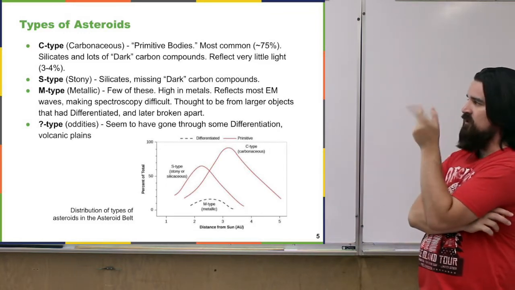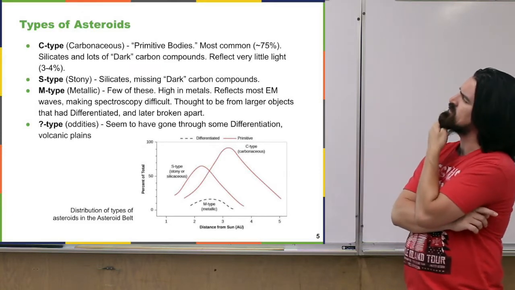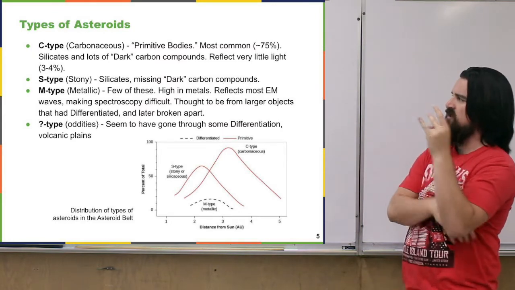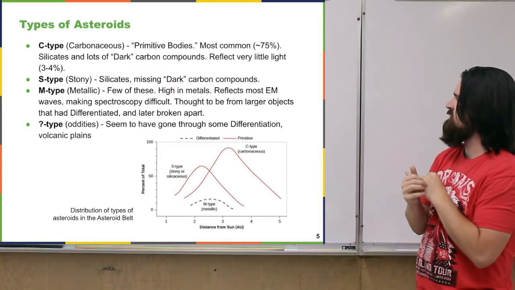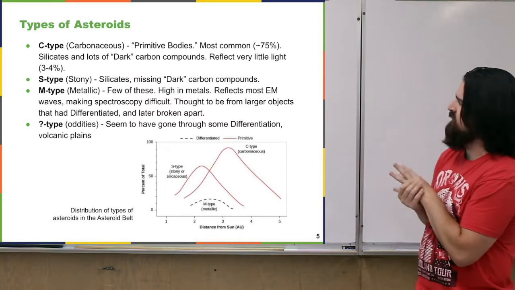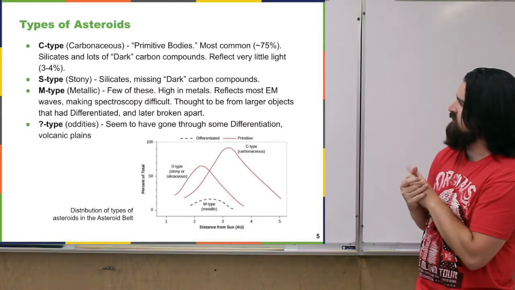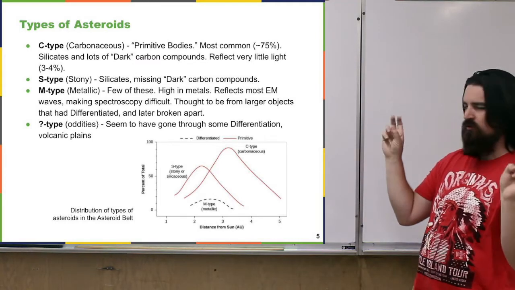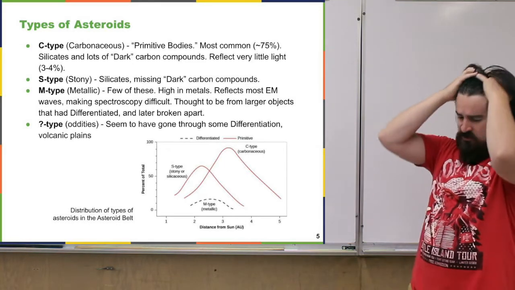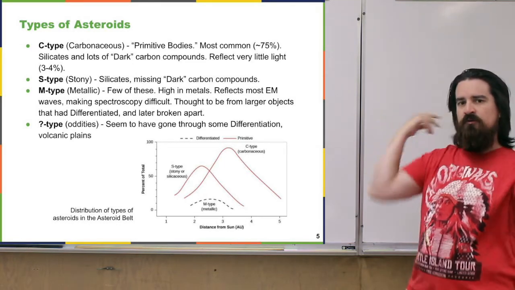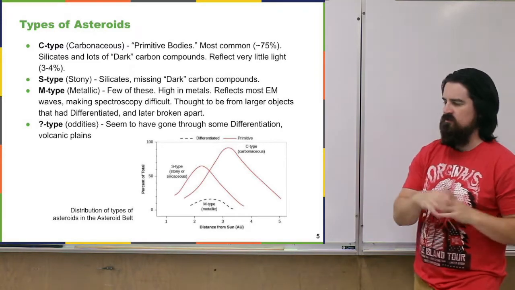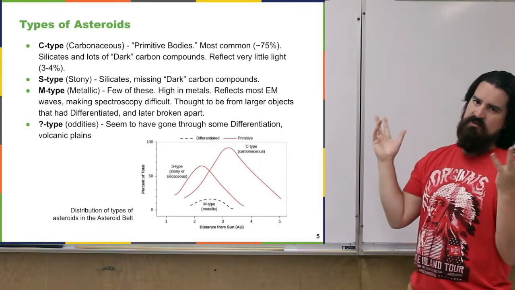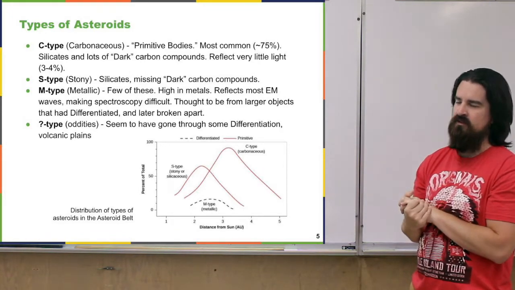C type is for carbonaceous. This is because they have a lot of carbon compounds, which makes them dark, meaning they don't reflect a lot of light. So the C types seem to be the most common, make up about 3/4 or 75% of the asteroids that we see. These kinds of asteroids appear to be what we call a primitive body, and primitive is a term essentially meaning that it doesn't seem to have changed much since the beginning of the solar system. Right? So since things started forming in our solar system, these primitive bodies, not much has happened to them. They've kind of just been stuck in a deep freeze.